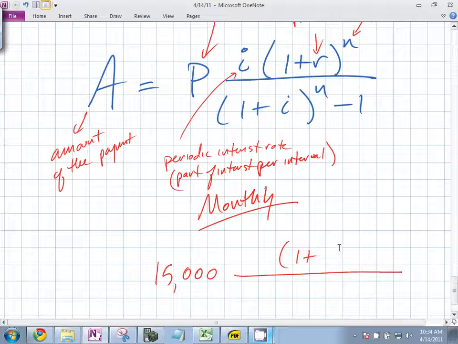Let's say 6%. That's reasonable. So what is it going to be? 0.06. How long is our loan for? 5 years. And we're going to do monthly. So how many payments are there? 60.